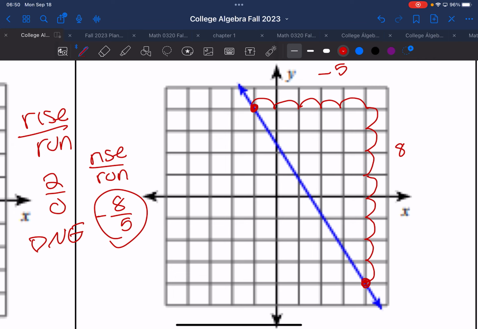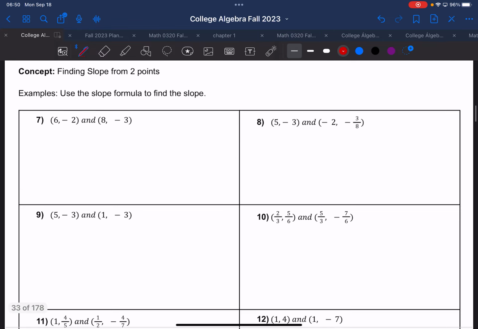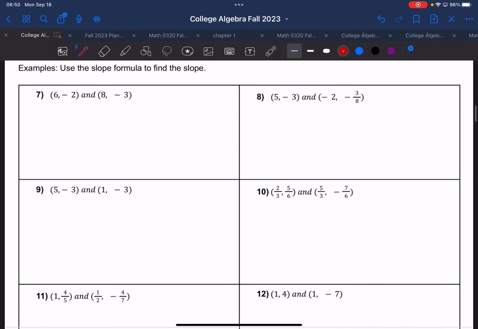So that's how we find slope from graphs. We use that rise over run formula. In the next example, we do not have graphs. We have points. So when given 2 points, you have to use the slope formula.